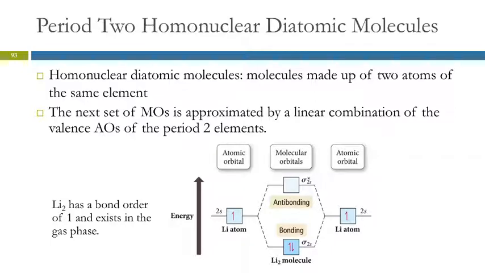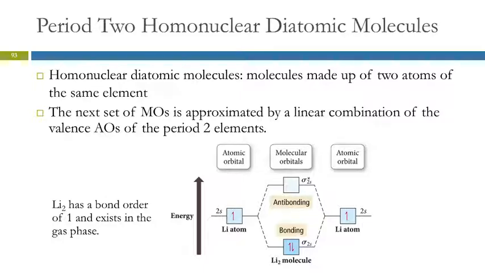So we just looked at period 1 in the periodic table, hydrogen and helium. Now we're going to look at period 2, homonuclear diatomic molecules. That sounds all fancy, doesn't it? Homo means the same nucleus, diatomic, 2 atoms. So these are molecules containing only 2 atoms, and those atoms are of the same element.